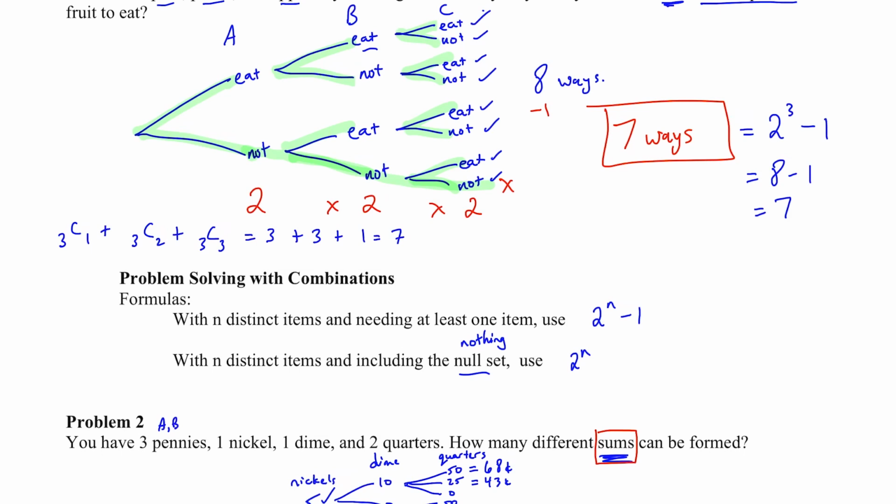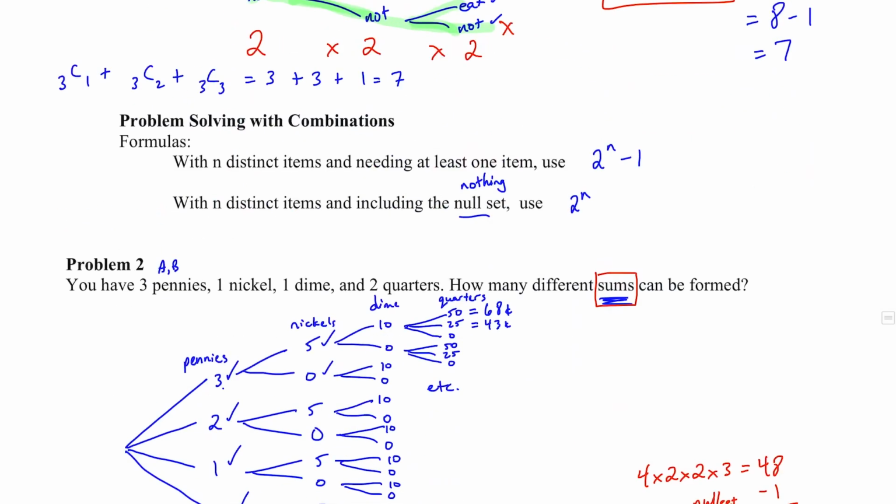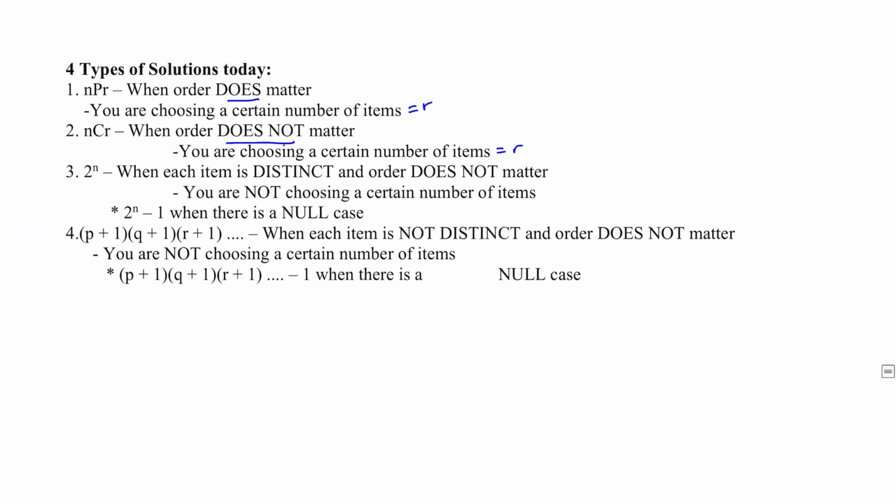Which works when you only have 3 items, but if you had 20 items, you don't want to do 20 choose 1 plus 20 choose 2 plus 20 choose 3. You need to have a better formula like 2 to the power of n minus 1. So that's where we got ourselves today. When each item is distinct and order does not matter, and you are not choosing a certain number of items, so that r thing, it's not there. We're not looking for a specific number. Then we use 2 to the power of n. And then we have to ask ourselves if it's the null case. If the null case is not included, having nothing, we minus 1.